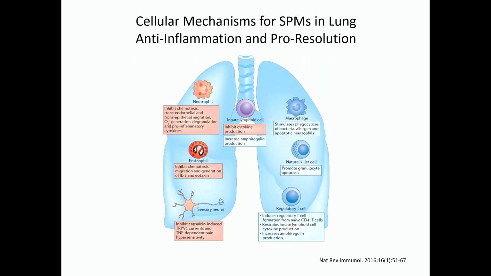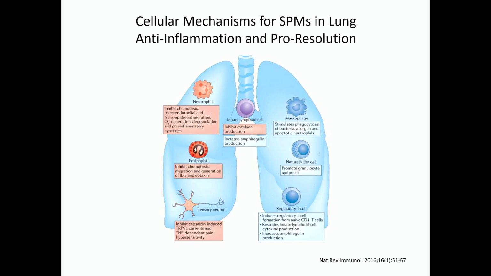This slide just briefly depicts cellular mechanisms as it relates to the lung, and we're distinguishing anti-inflammation from pro-resolution. And so in red are anti-inflammatory actions of this class of molecule related to the granulocytes, as Dr. Pei talked about yesterday, sensory neurons as well. And then in purple here are innate lymphoid cells, where these molecules have a bivalent action, inhibiting pro-inflammatory cytokine production, but actually inducing amphiregulin release.